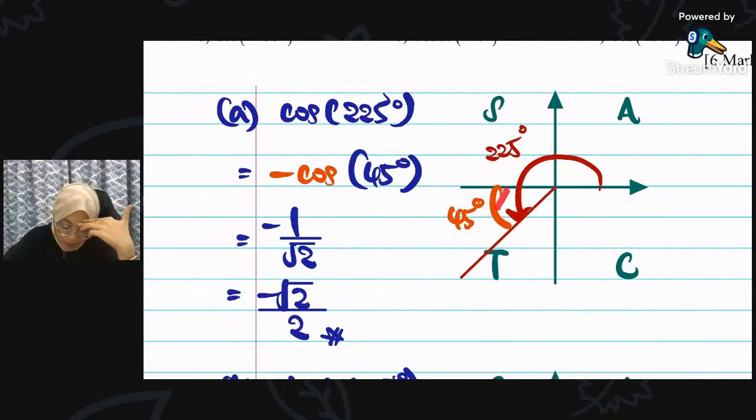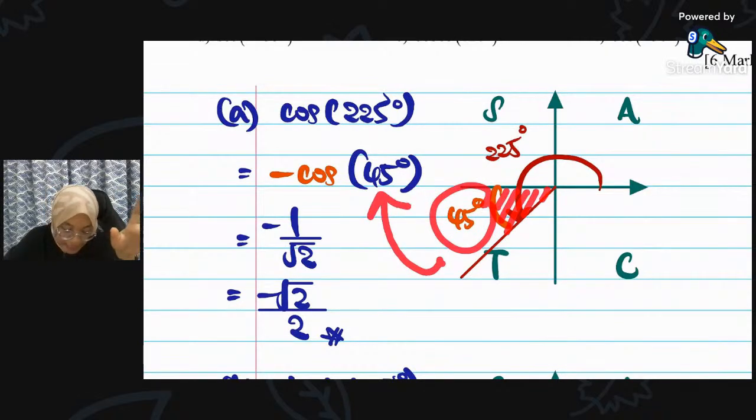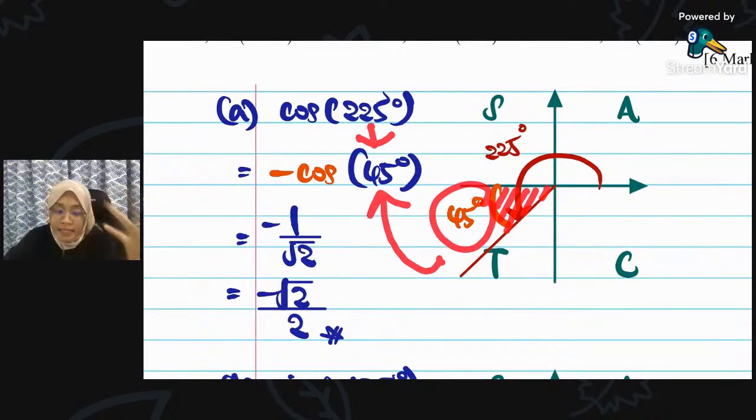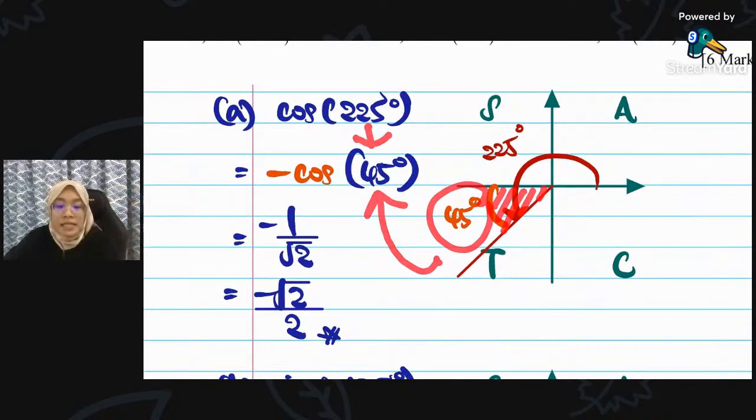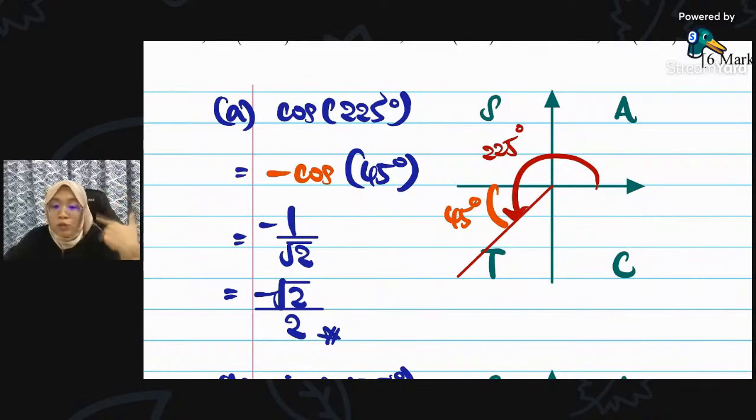Okay, so now I figure out that this is 45 degree. So 45 degree is very important to replace my 225. I replace it, 225 gantikan jadi 45. Tapi kena buat sesuatu. Sesuatu tu apa?